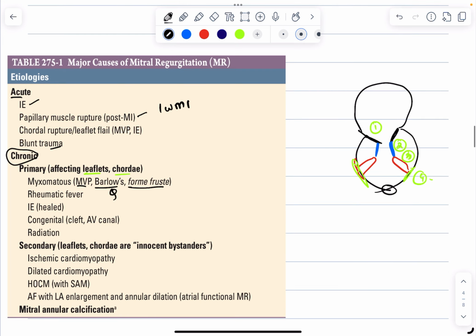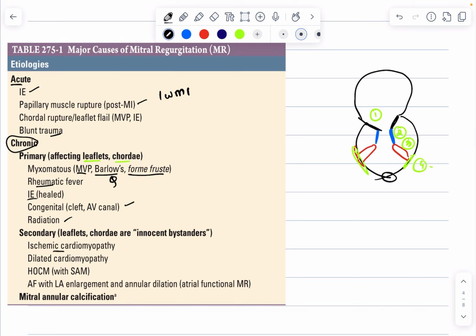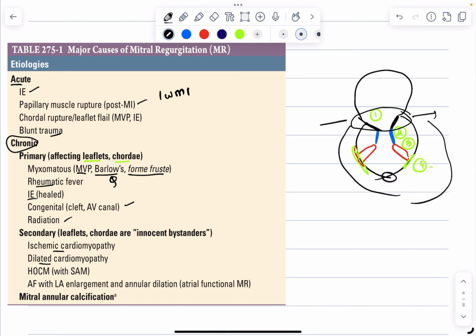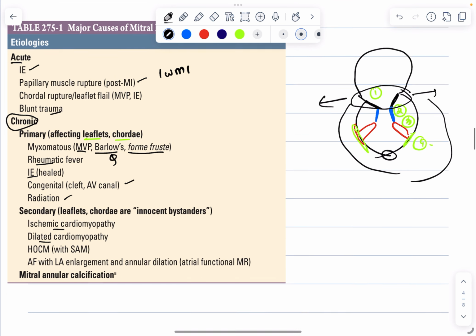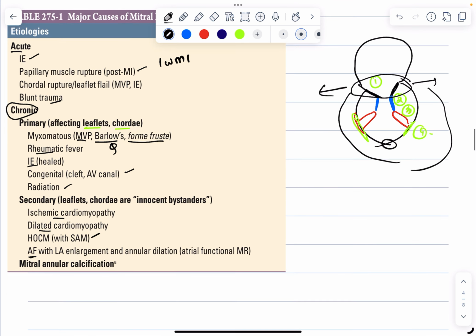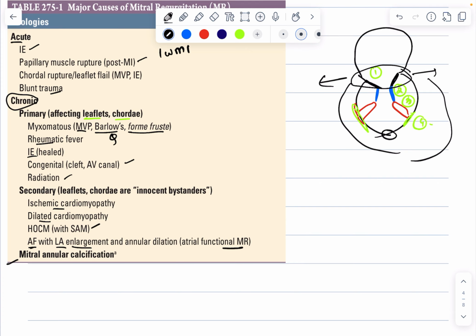Or it could be because of rheumatic fever, healed infective endocarditis, congenital causes like the cleft or AV canal, or radiation. And the secondary causes include ischemic cardiomyopathy or dilated cardiomyopathy, because in dilated cardiomyopathy the left ventricle size increases, and because of this the annulus ring increases, and this leads to mitral regurgitation. It could be HOCM or atrial fibrillation with left atrium enlargement. In left atrial enlargement also the annulus increases, leading to functional mitral regurgitation. And the other cause could be mitral annular calcification.